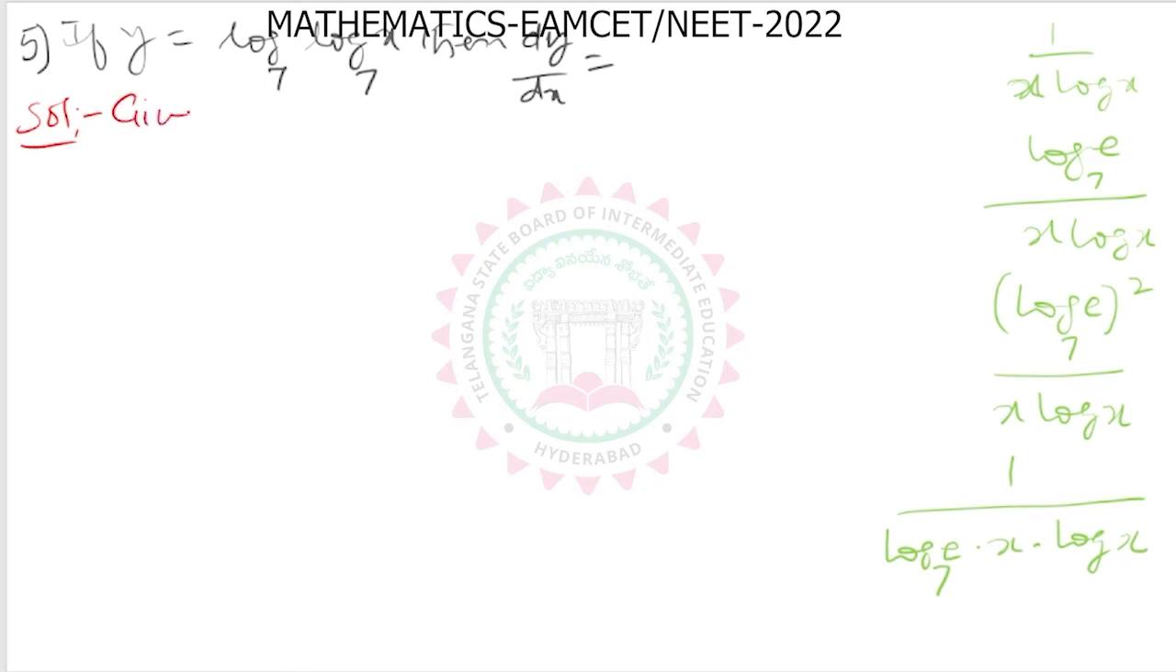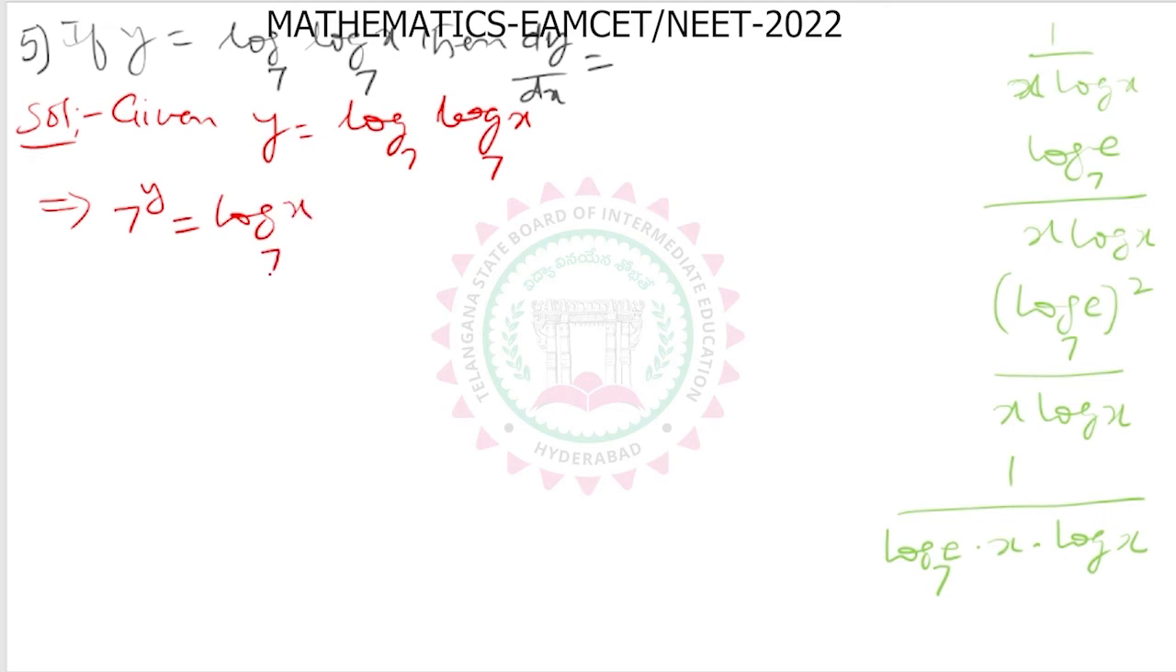Given y is equal to log to the base 7 of log x to the base 7. Right? So, by the definition of logarithm, this can be written as 7 to the power of y is equal to log x to the base 7. And this log x to the base 7 can be written as log x by log 7.